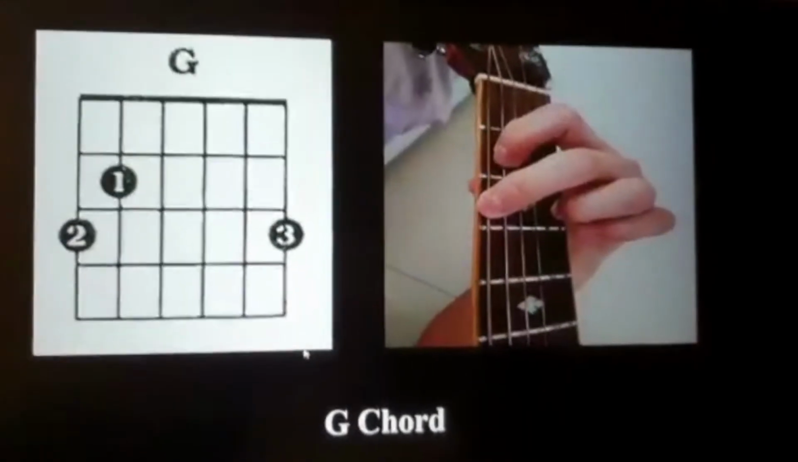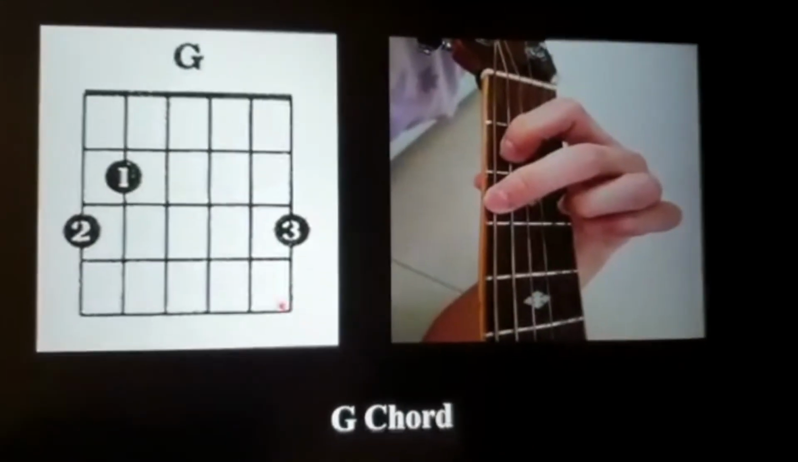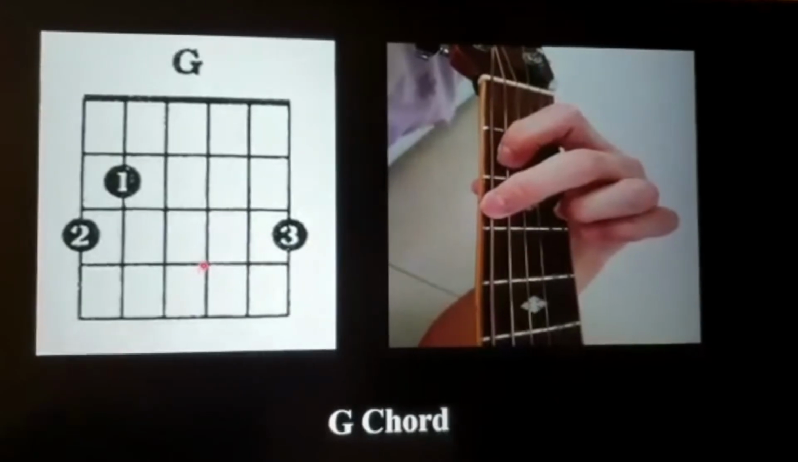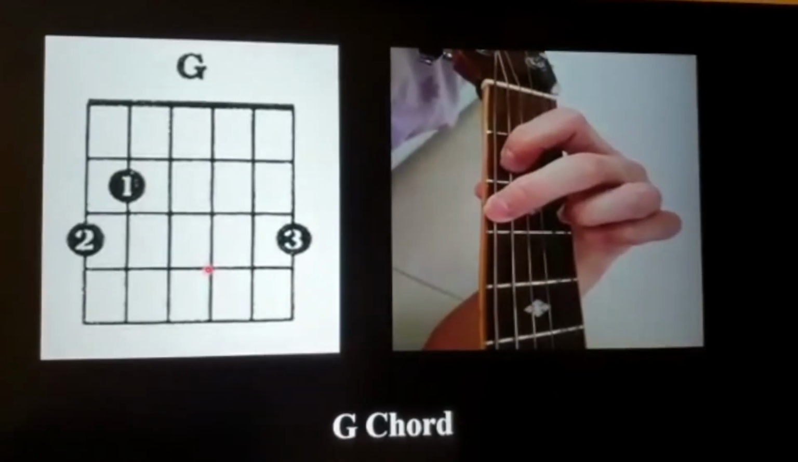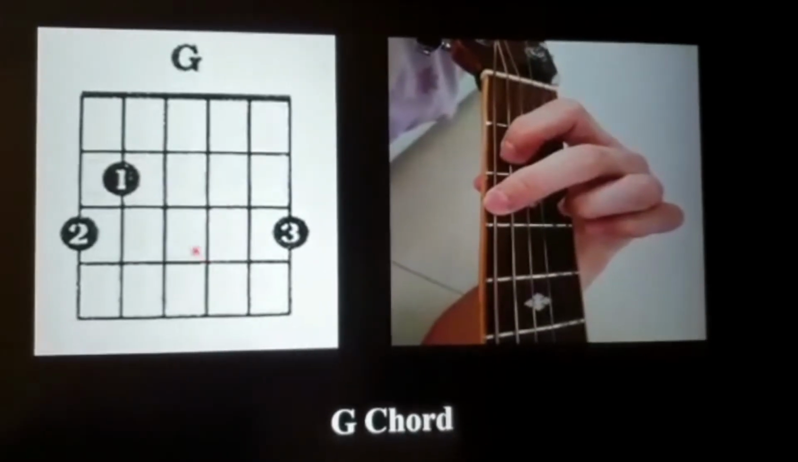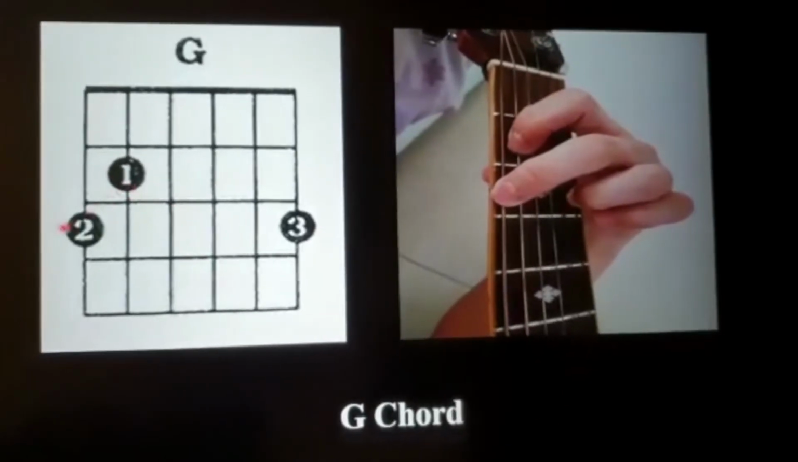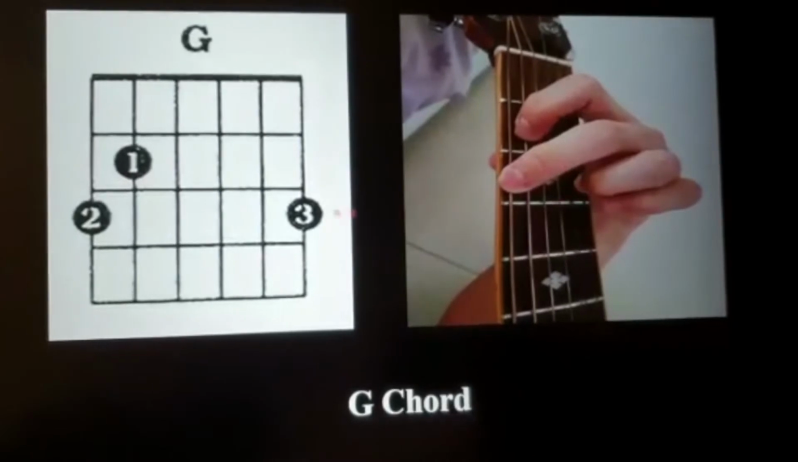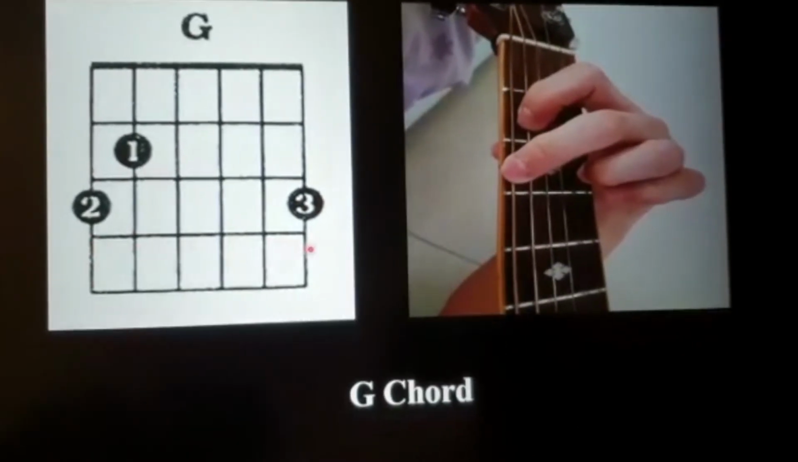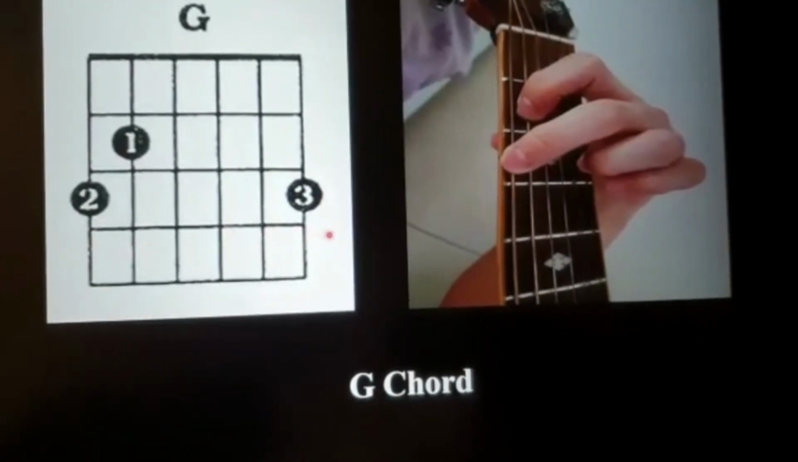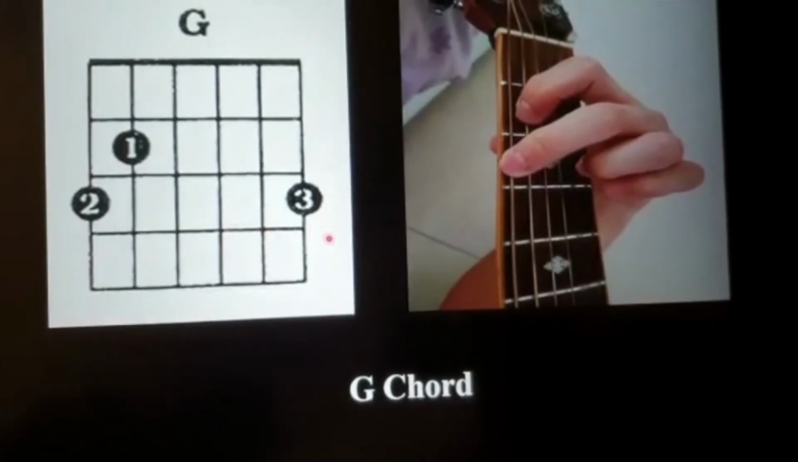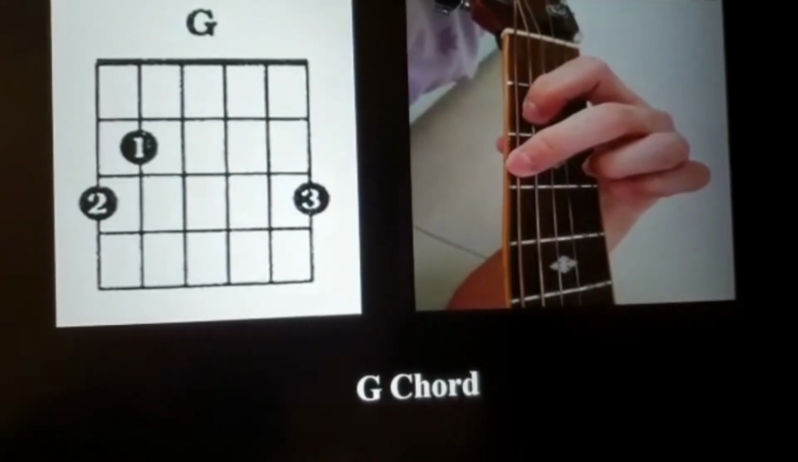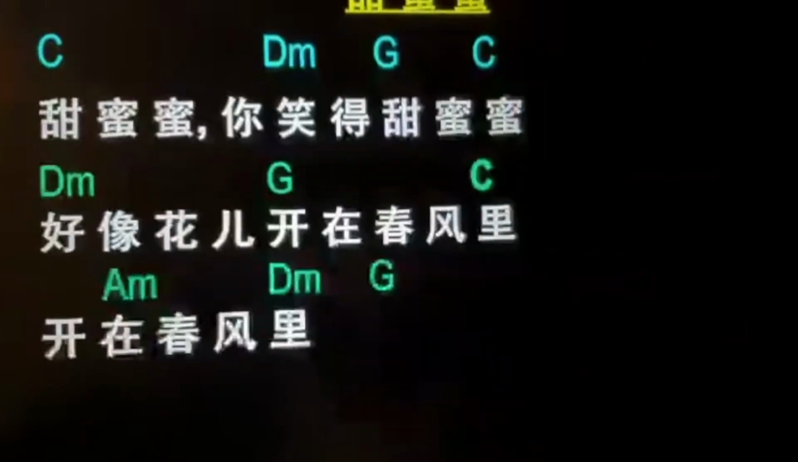Okay, the next chord, which is the last chord for this song Tian Mi Mi, is called G, which is also played with 3 fingerings, 1, 2, 3. But for this chord, you can play everything, meaning you can strum the whole 6 strings to make it sound better. Okay, so these are the 4 chords you are supposed to learn.